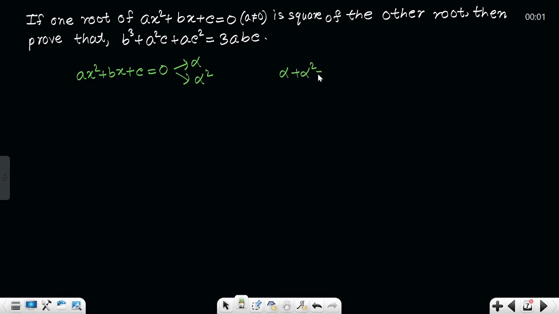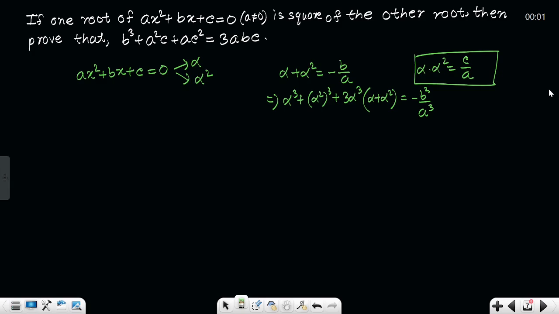Alpha plus alpha square is equal to minus b by a, right? And alpha into alpha square is equal to c by a. Now, what you will do now, cube both sides. Okay, cube both sides. So here if you use a plus b whole cube formula, you will get alpha cube plus alpha square whole cube, plus 3 alpha into alpha square, which is alpha cube into alpha plus alpha square, is equal to minus b cube by a cube.